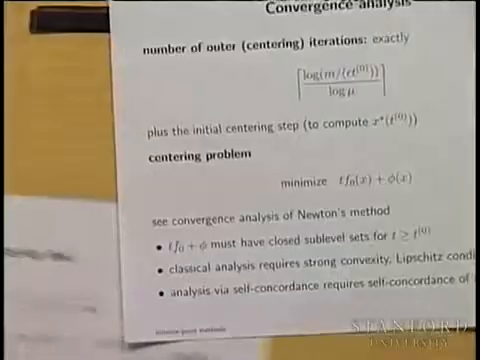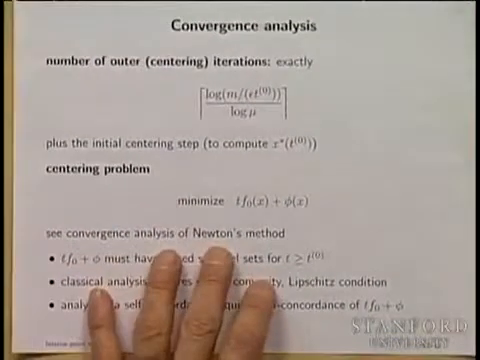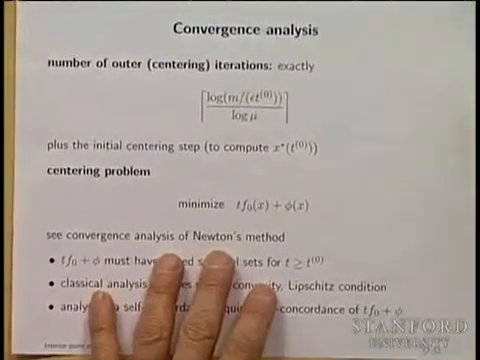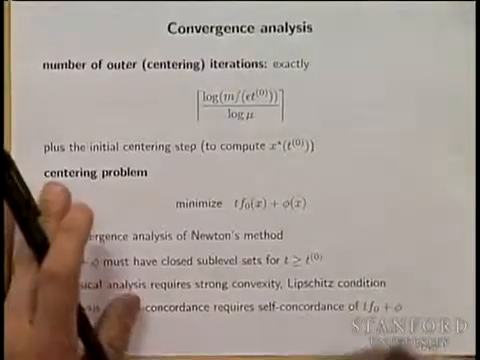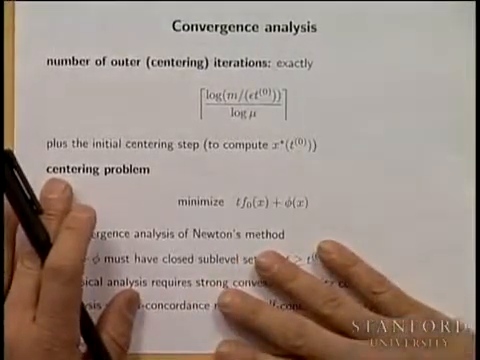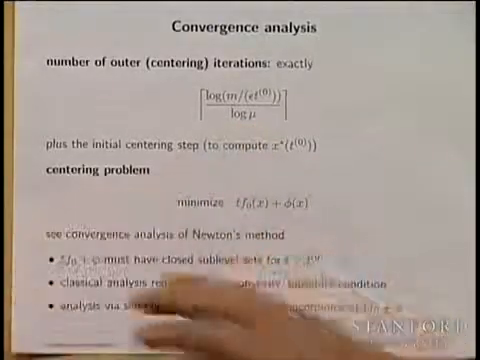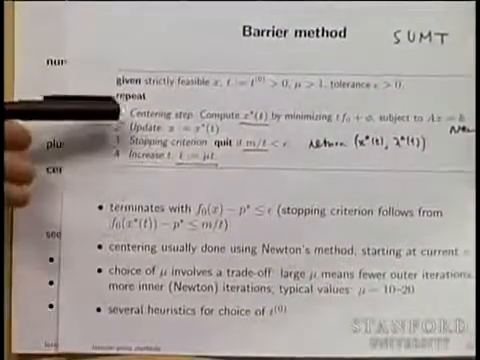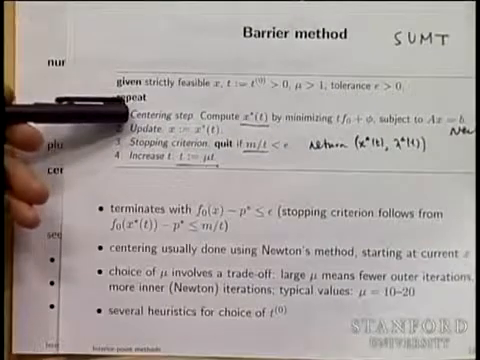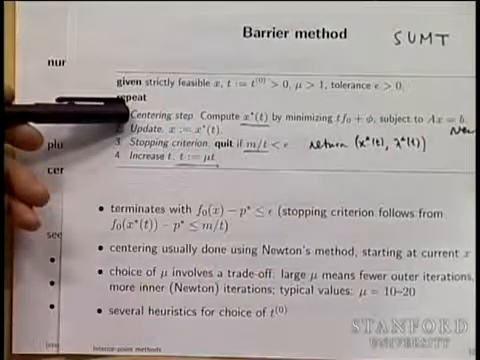Okay. So let's do the convergence analysis. To show that it works is actually kind of silly. I mean, we know that, but we can say a lot of things. Now, the number of outer steps, by the way, these are called centering steps or outer iterations, or whatever it is, right?